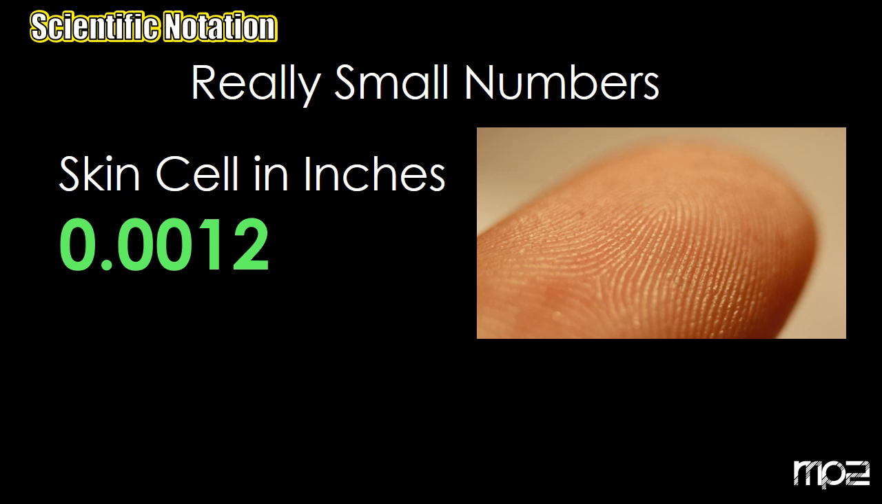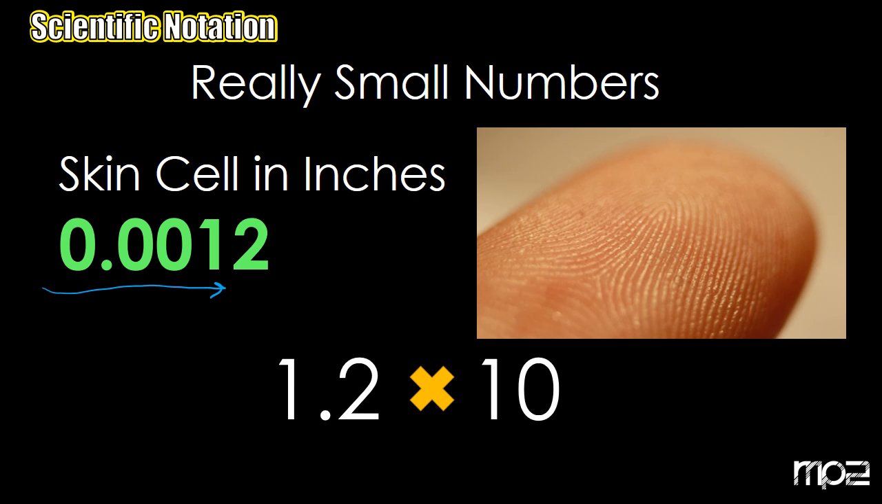Here we're given the length of a skin cell in inches. Kind of crazy, it's actually that small, 0.0012. We know that in scientific notation, the first number has to be between 1 and 10. So I'm going to figure out that first number. When I read this number, I'm going to get to my first number and then put a decimal point and include all the numbers after that. So I have 1 and 2/10.